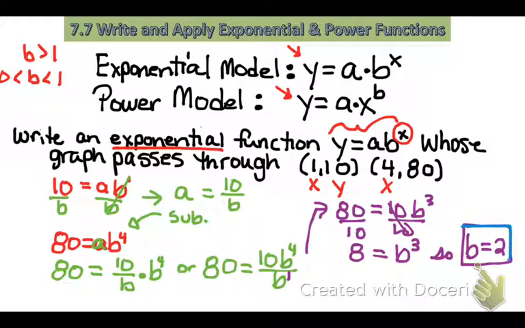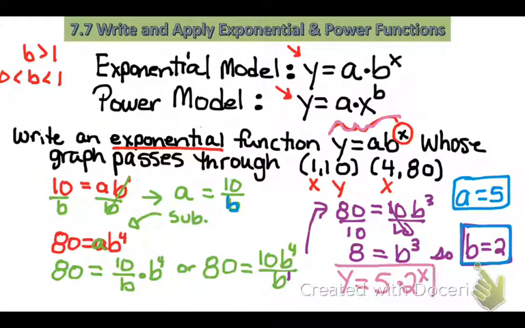Now this value, b equals 2, we're going to put it into this expression. So instead of 10 divided by b, it's 10 divided by 2, so a is equal to 5. And now we're ready to write our equation. So remember, this is the form that we want it to look like. So we end up with y equals, the a value is 5 times the b value is 2, and it's raised to the power of x.